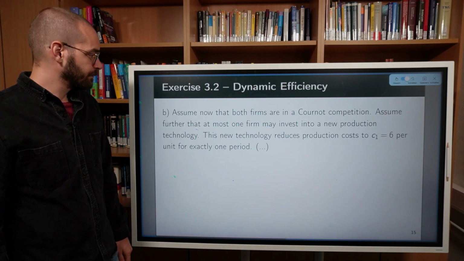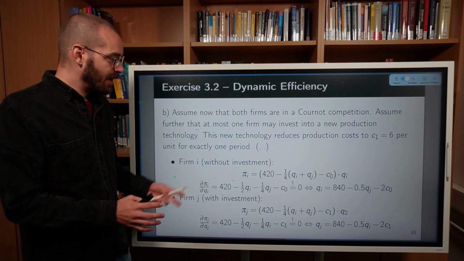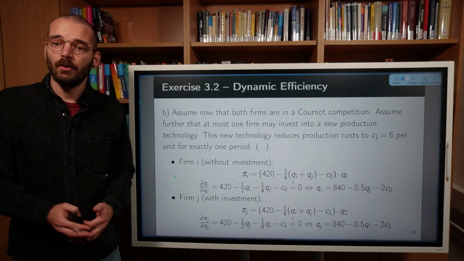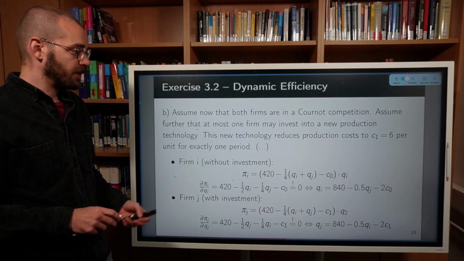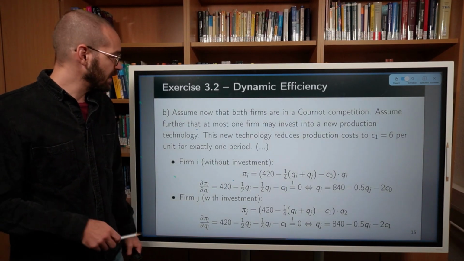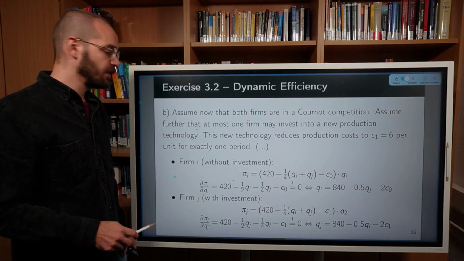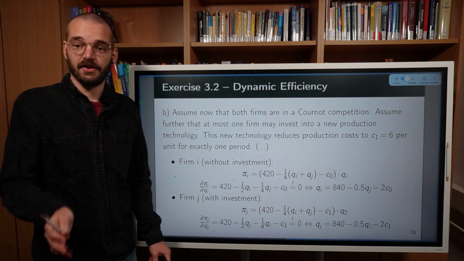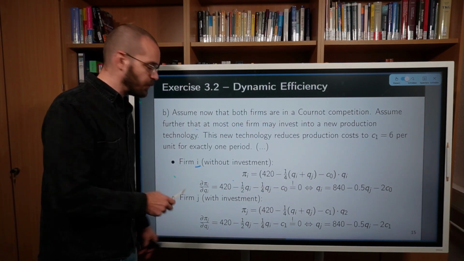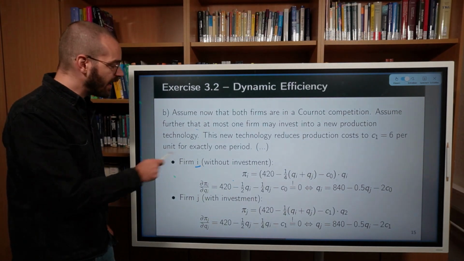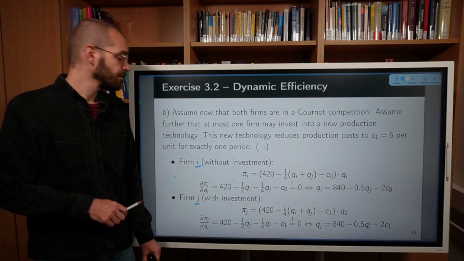Okay, so the rest of the task we will discuss later. Let's first have a look at how we would approach the situation. How would we find a market equilibrium in this situation? Because as I already said in the beginning, we are no longer in a world with symmetric firms, for the first time in this course. So in this situation, let's just assume, without any loss of generality, that firm i is the one that cannot invest and firm j is the one that can invest.